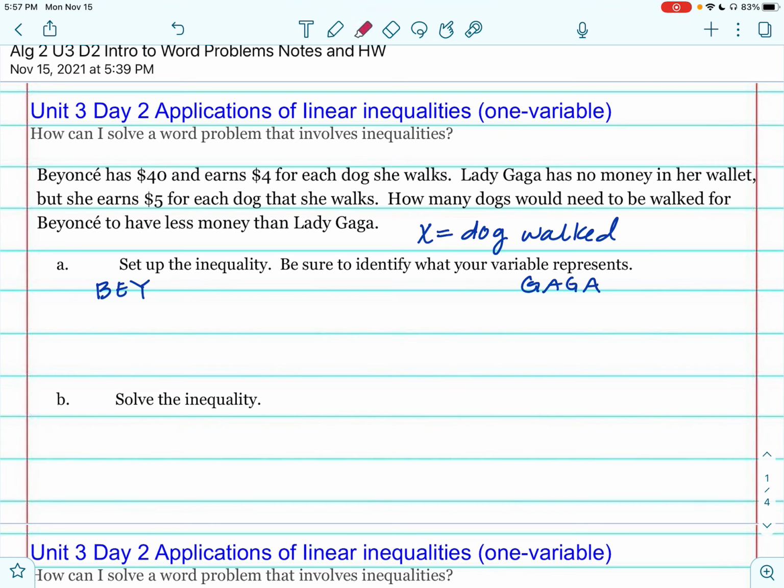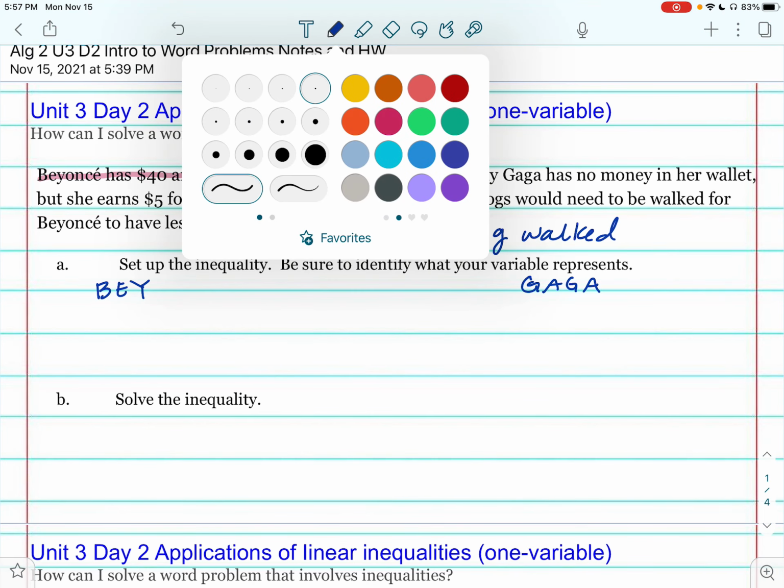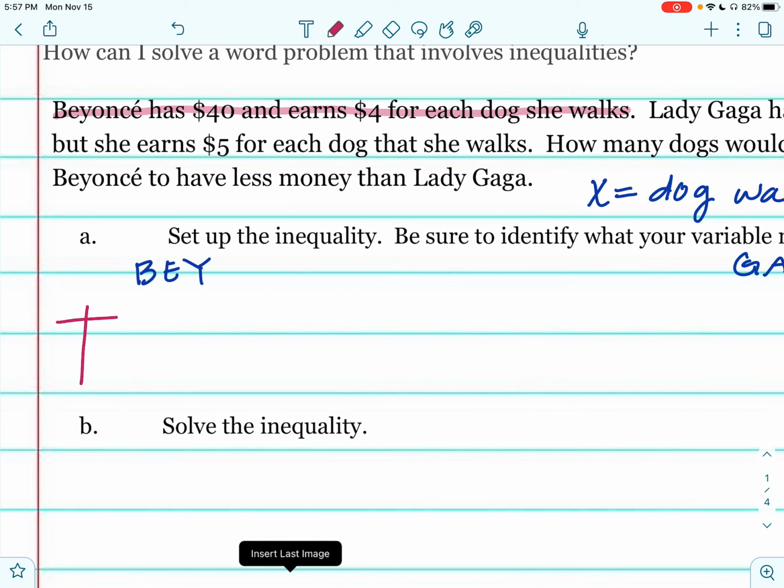So something that you guys need to recognize is what is the slope and what is the y-intercept? If you're struggling with that, something that Mrs. Vogt has talked about a lot is making a table. Of course I won't have enough room for this, but if I think about Beyonce's table, she already has $40. And every time she walks a dog, so if she walks 0 dogs, she still has $40. If she walks 1 dog, she has $44. If she walks 2 dogs, she'll have another $4, so she'll have 48. So here I have plus 4, here I have plus 1.